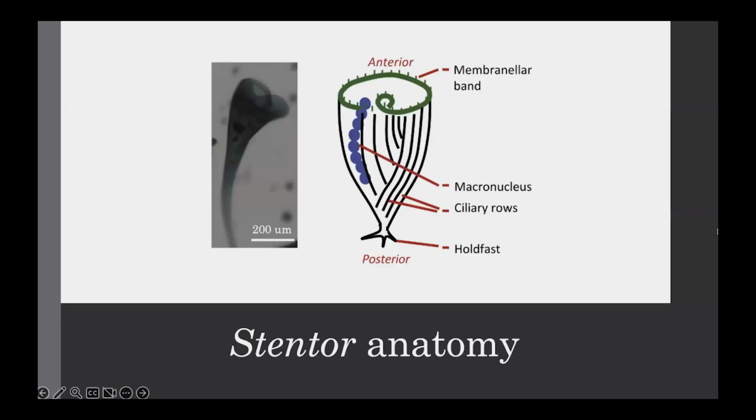And I'll get into this a little bit later, but Stentor has the amazing ability to regenerate once you cut or injure it. And they have many ciliary rows, which are stripes along the axis of the Stentor that help with its contraction. And I'll show the videos of that in a few slides. And they have a holdfast, which allows them to stick to the surface that they're on, the surface of a pond or the surface of vegetation that they find in the pond.